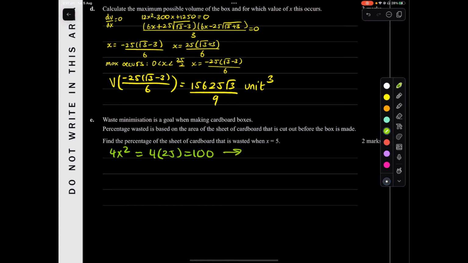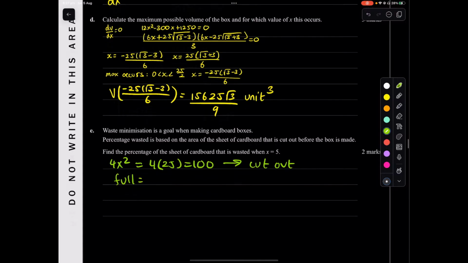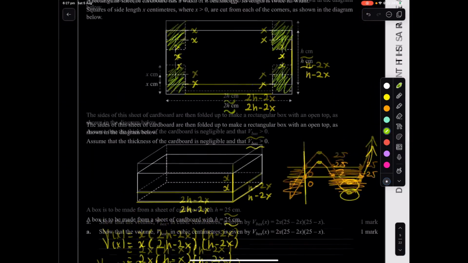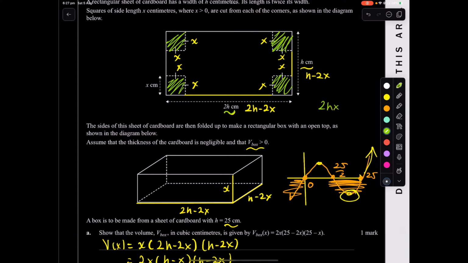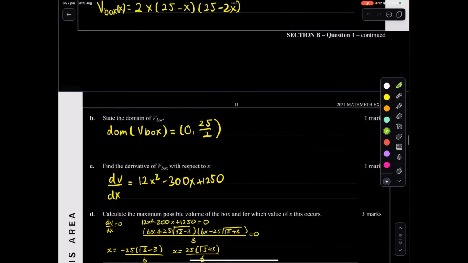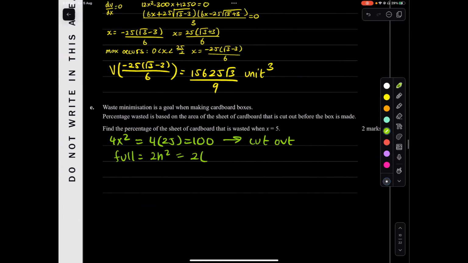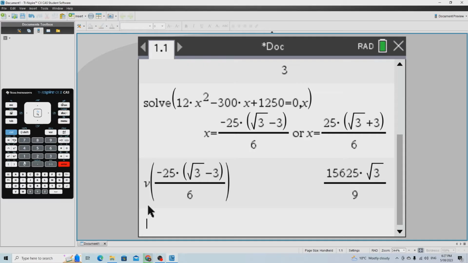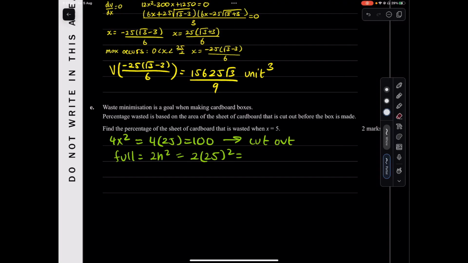So this one is the cutout. Let's say this is your full sheet, which is 2h times h, so 2h squared. We know h in this case is 25, so 2 times 25 all squared. Doing this in a calculator, it's 1,250.